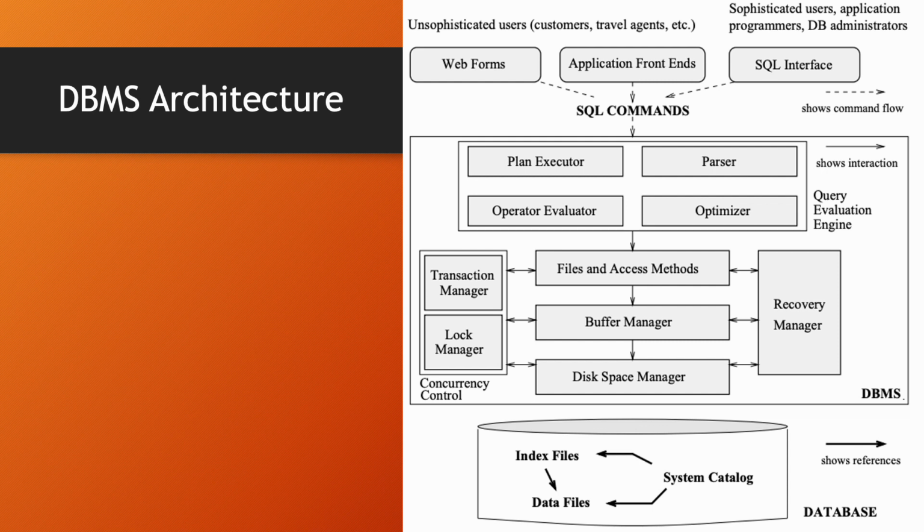To recap the DBMS architecture, we have the query evaluation engine at the top, which consists of the parser, operator evaluator, plan executor, and optimizer, which connects with files and access methods, which connects with the buffer manager, and it connects with the disk space manager at the lowest layer. Then we have the recovery manager on the right, which again talks to all three components, that is files and access methods, buffer manager, and disk space manager.